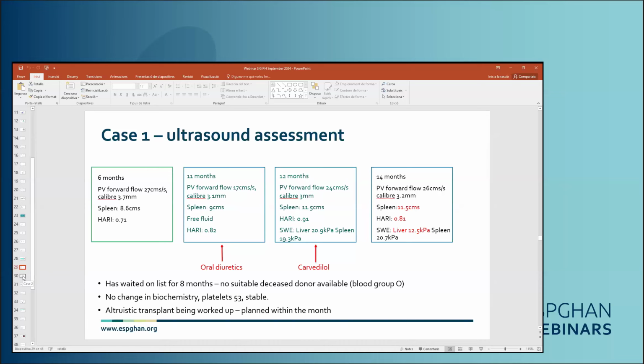The child is now about 16 months. We're currently working up an altruistic liver transplant because the child's been waiting for over 8 months now. The platelets have continued to plummet, and clinically, the portal hypertension and the ascites are under control. But this is a case in which traditionally, well, it's hard to say because it hasn't happened, we would expect that the child might have had a bleed and whose ascites may have gotten worse. So this is one where we feel that the carvedilol has bought us some time, and this is the kind of patient we're looking to use it more in. Next slide, please, Maria.